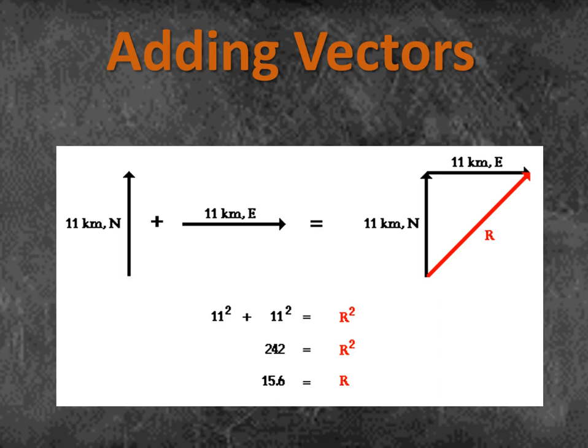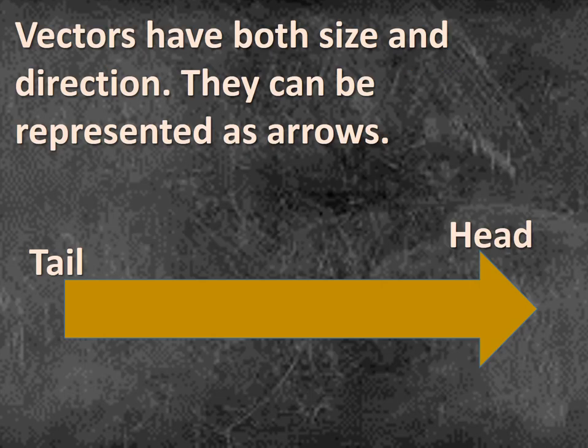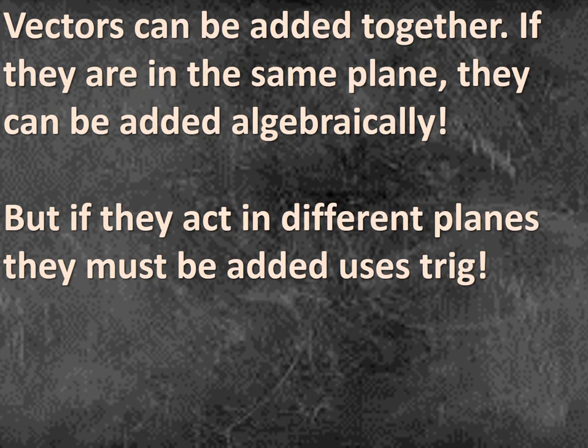Hi, today we're going to be talking about how we add vectors together to find a resultant. As we know, vectors have both size and direction, and they can be represented as arrows. The pointy end is called the head, and the other end is called the tail. Vectors can be added together.